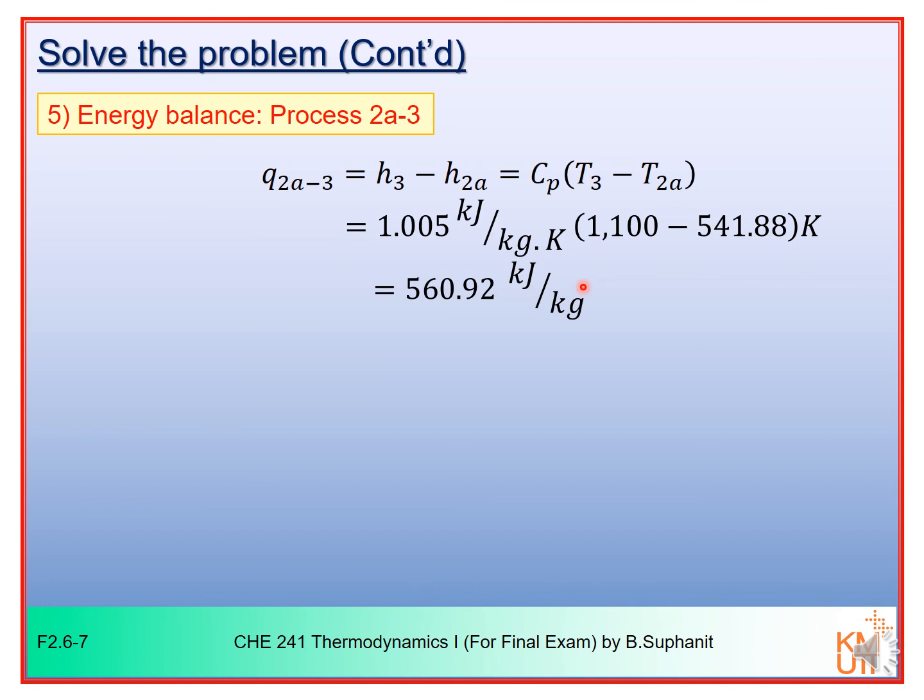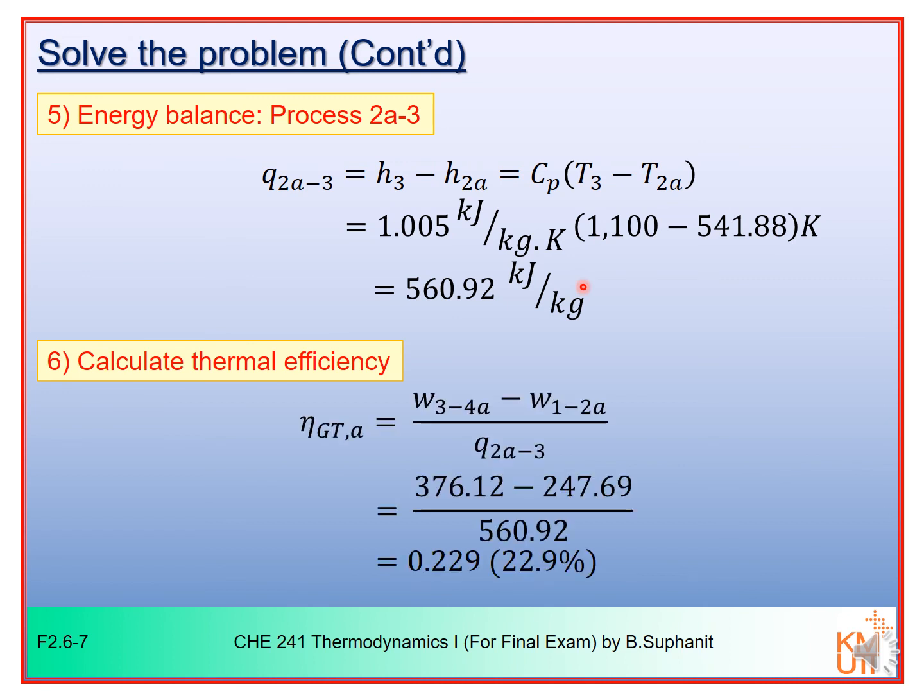We can now calculate the thermal efficiency of the actual gas turbine cycle by using the same definition of what we get divided by what we give. We get the thermal efficiency of the actual gas turbine cycle at 22.9%, which is lower than that of the ideal Brayton cycle that we get from the previous example at 40%.